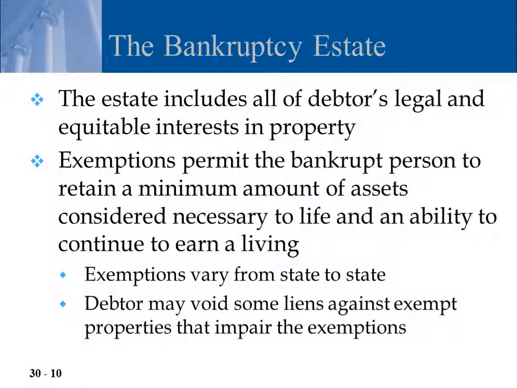And exemptions vary from state to state, so states are able to affect what's considered bankrupt property, and a debtor may void some liens against exempt properties that impair the exemptions. So the debtors may redeem that exempt personal property from secured creditors by paying the full value of the collateral at the time the property is redeemed. So even though the property is exempt, they can actually take actions to actually own this property outright. And a debtor and creditor may engage in ordinary business transactions during this process.